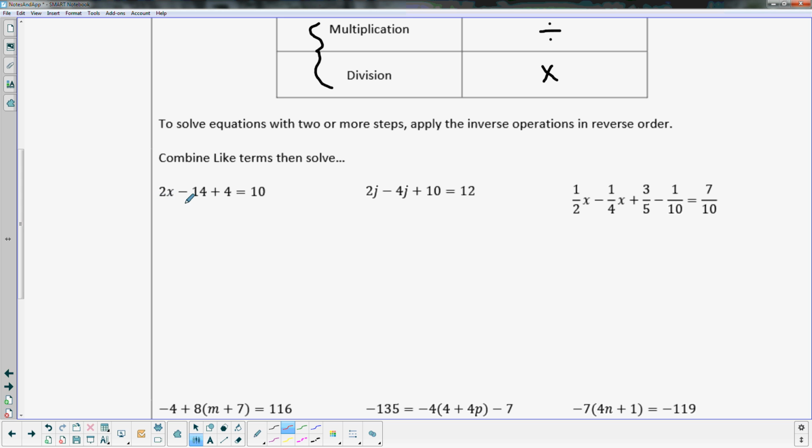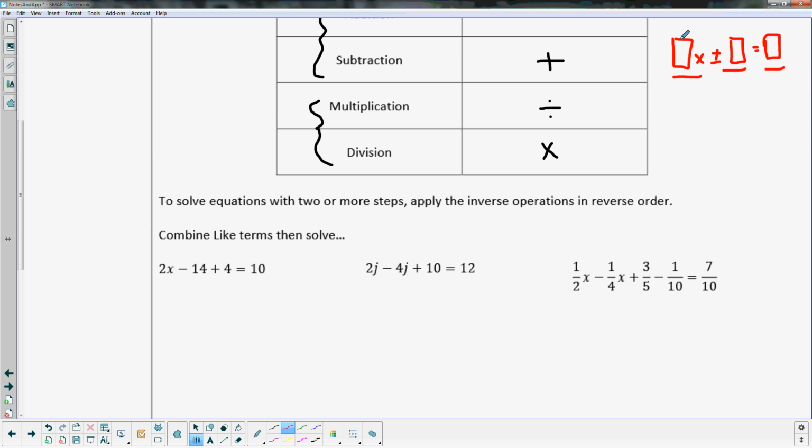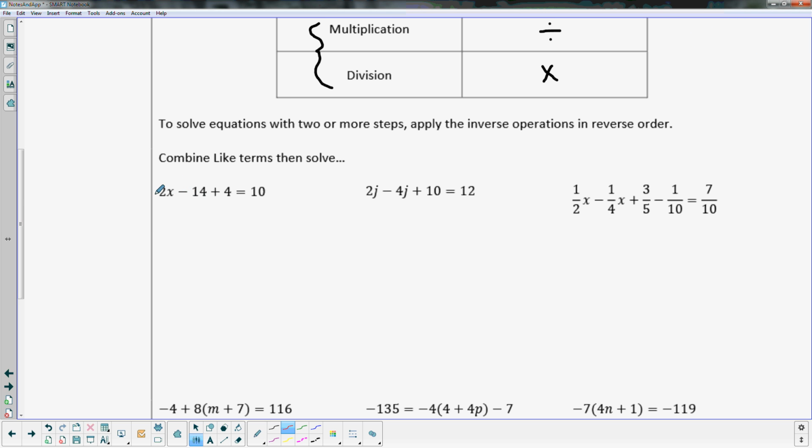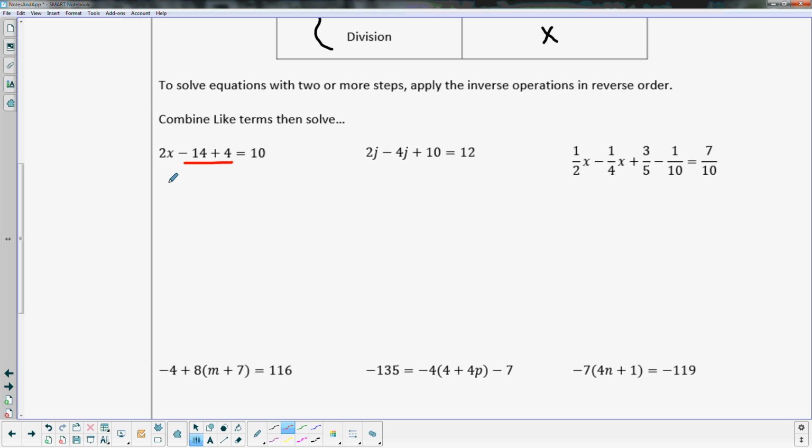On this one, I noticed that I have four things. Remember I said I wanted three things: something with a variable, something by itself, and then equals something. So I have my something with the variable, I'm good there. I have two things that don't have variables, and then I have an equals a number. So my right-hand side is good, and my 2x is good, but I do need to combine these. So I want to combine negative 14 and 4. That's going to give me negative 10.